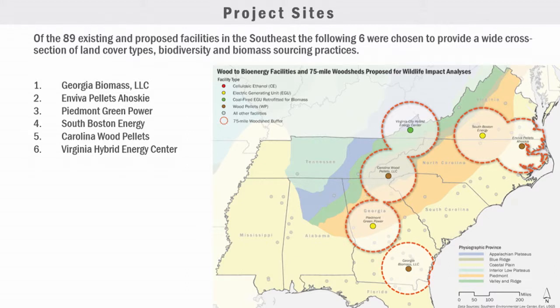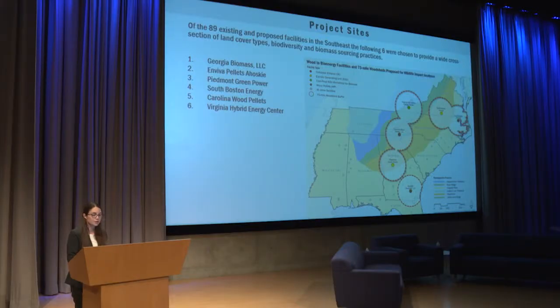What we decided to do for this study, with talks with the client and looking at all the existing and proposed facilities in the Southeast currently, is we picked 6 facilities. So we would have a wide cross-section of land cover types, biodiversity, and biomass sourcing practices. So we picked some that sourced wood pellets and some that did other methods. And so we were able to get this kind of diversity and cross-section, so ultimately we could use this as a way for other facilities in the future to be able to model off this process.